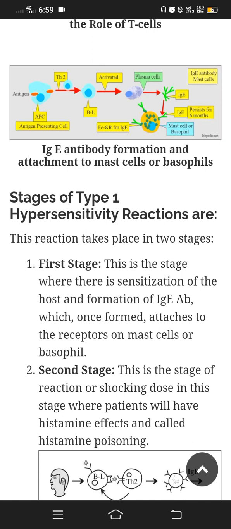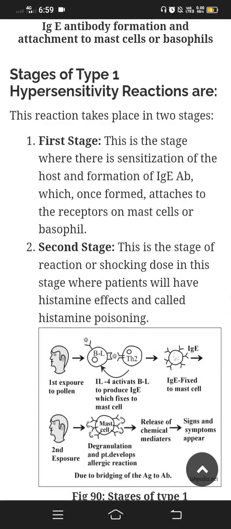Stages. Hypersensitivity 1 reactions: first stage. This is the stage where there is sensitization of host and formation of IgE antibody, which once formed attaches to receptors on mast cells or basophils. Second stage. This is the stage of reaction or shocking dose. In this stage, patients will have histamine effects, called histamine poisoning.